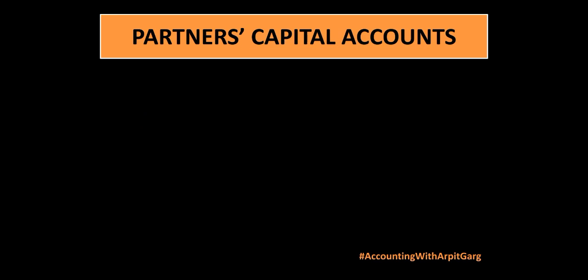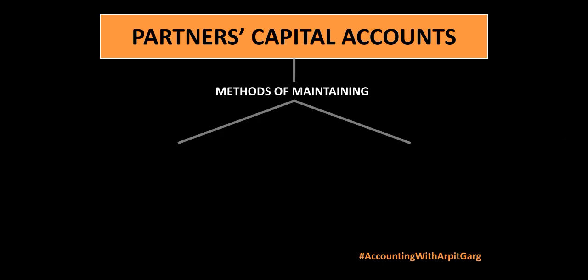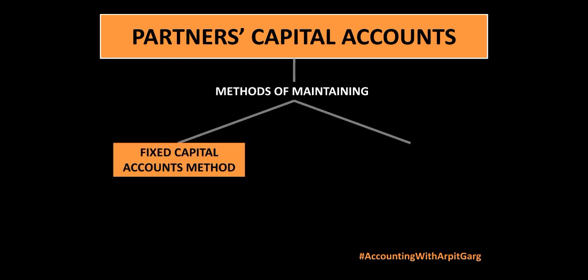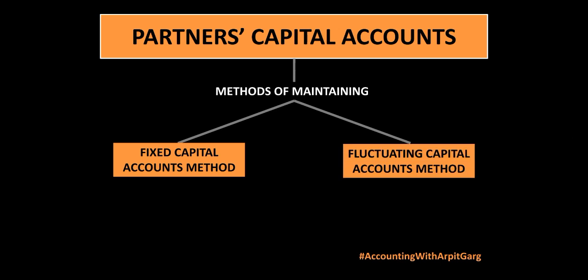Let's begin. Our first topic is partners capital account. Remember what capital is? Capital is the money contributed by the owner in the business. Here we will be studying the methods of preparing capital accounts. In partnership, we have two methods of preparing capital accounts. First, the fixed capital account method, and second, the fluctuating capital account method.